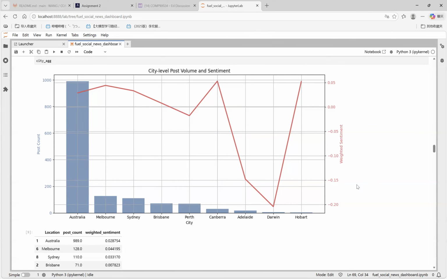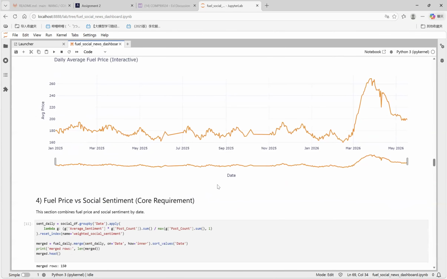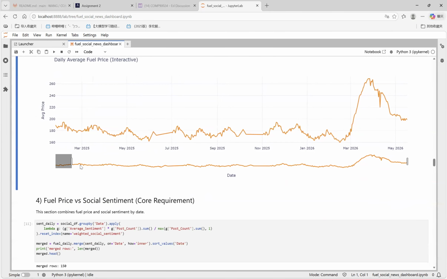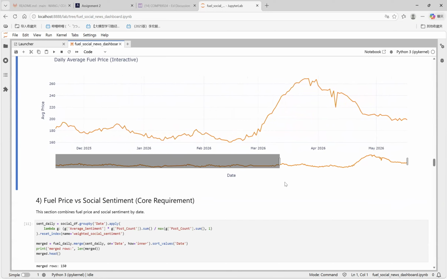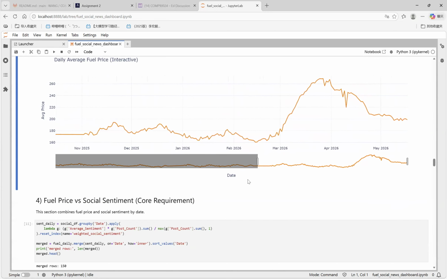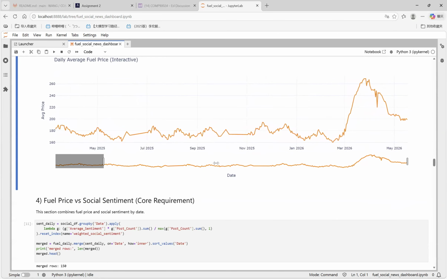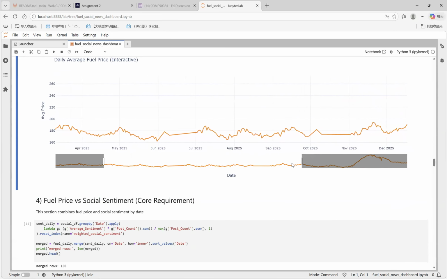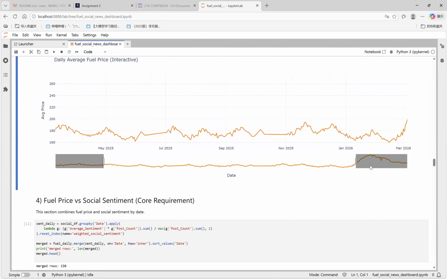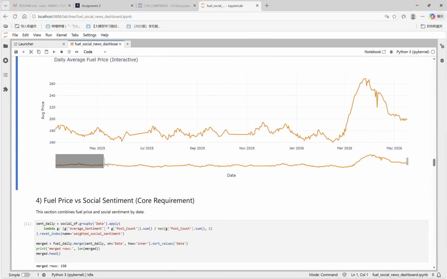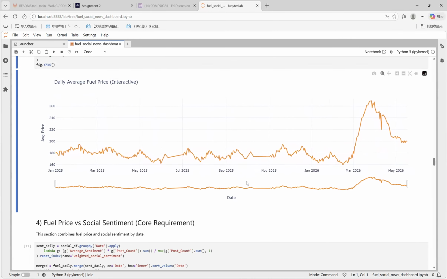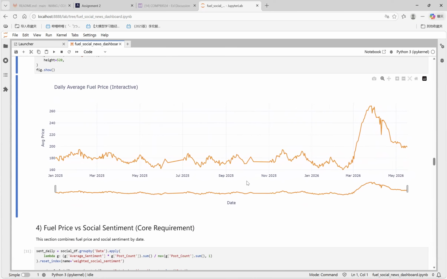And then this plot shows the daily average fuel price. This figure gives us the main price trend during the study period. It is important because fuel price is the key background in our project. By looking at this figure, we can identify periods where prices are relatively stable and periods where prices change more clearly. This price trend is later used as a reference when we compare fuel prices with social media sentiment and news volume.